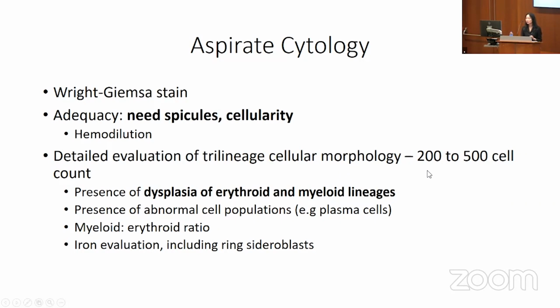We usually count between 200 to 500 cells per aspirate. This is to really give a confident call of dysplasia or no dysplasia, and also the blast count, and also to look at abnormal cell morphology. You'll see why I use this to look for morphology specifically, because you can really get up close and personal with it. In fact, we have 100x oil immersion on our microscope specifically for aspirate. We also do an iron evaluation to look for ring sideroblasts, which is a subtype of MDS.